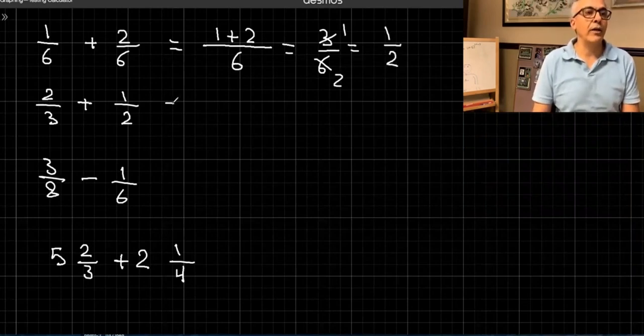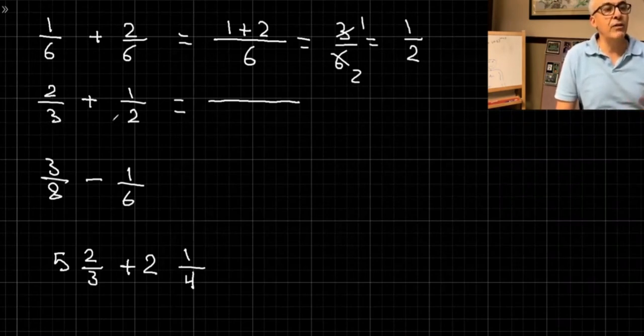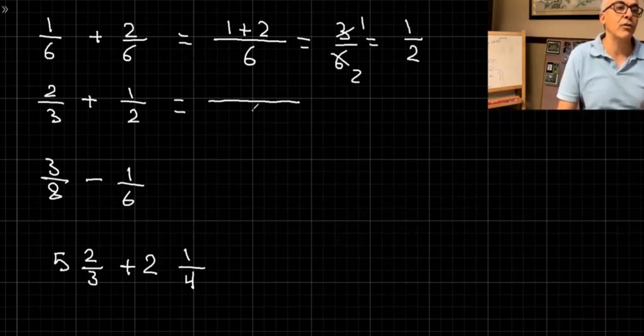Now, how about this one? This one here, you have to look for the lowest common denominator. How do we do lowest common denominator? You go to the biggest denominator right here, which is the 3, and you see if the 2 goes into 3 evenly. No, it doesn't. So you go to the next multiple of 3, which is 6. Does 2 go into 6? Yeah, 2 goes into 6, so therefore 6 is my lowest common denominator.